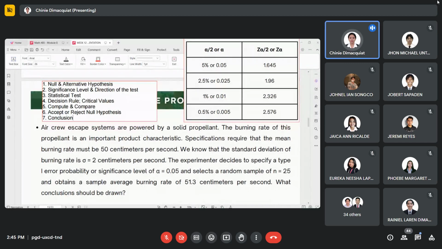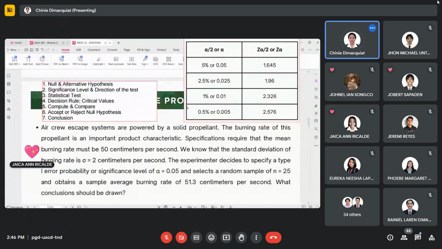Ay, so tapos na si Eureka. Yung iba po, tapos na din. Or na-stuck po sa pagsasagot. Nakapagsagot po yung iba or hindi? Okay. So, nagsagot naman. Sige, i-discuss po natin.